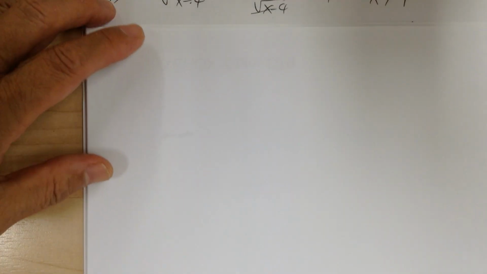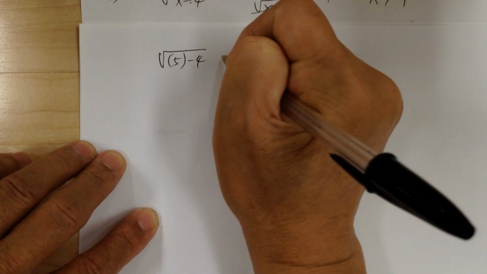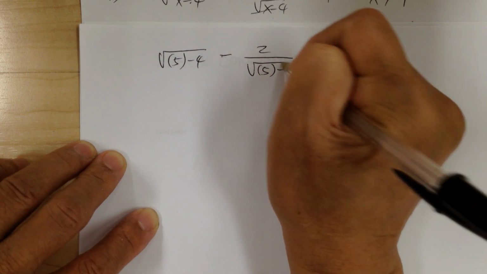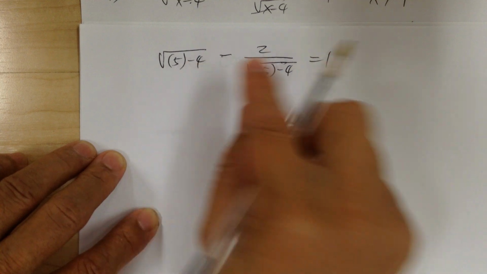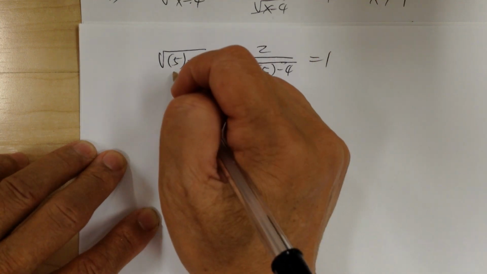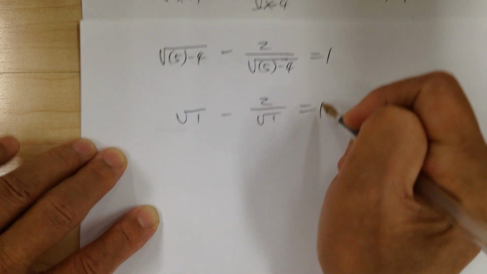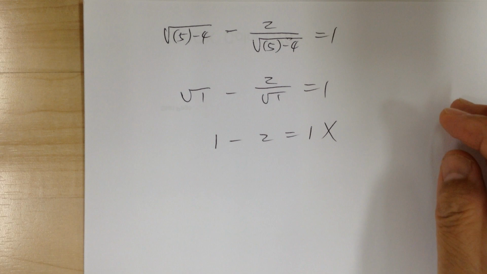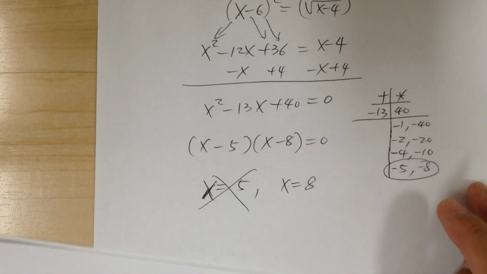So let's check for 5. You've got (square root of 5 minus 4, minus 2) over square root of 5 minus 4, equal to 1. Again, I put in parentheses so you know what I substituted. So this becomes (square root of 1, minus 2) over square root of 1, equal to 1. So you get 1 minus 2 equal to 1. That's no good. So this one is no good. Now, you cannot assume that it's going to be good. You have to check all your answers.